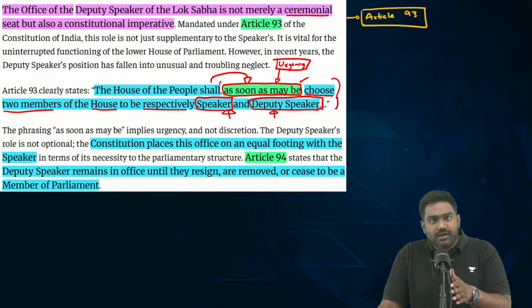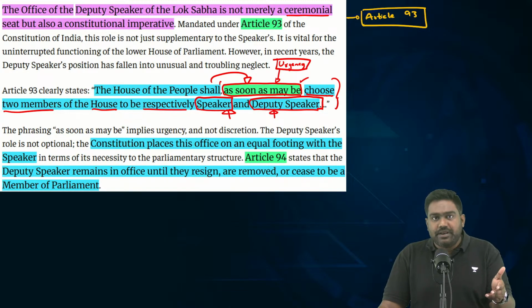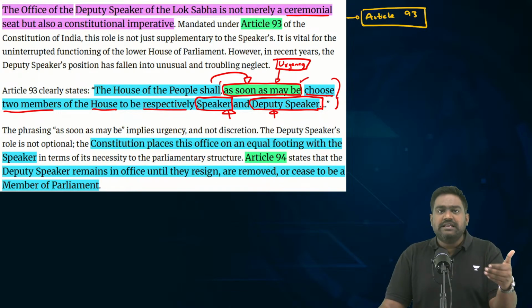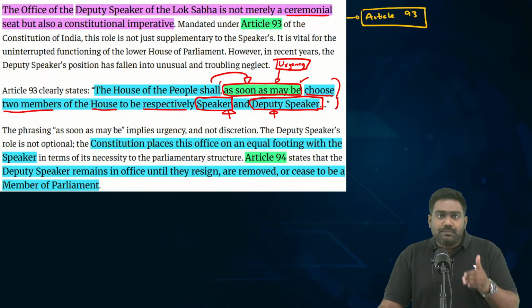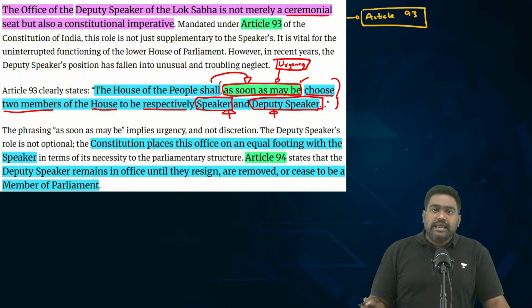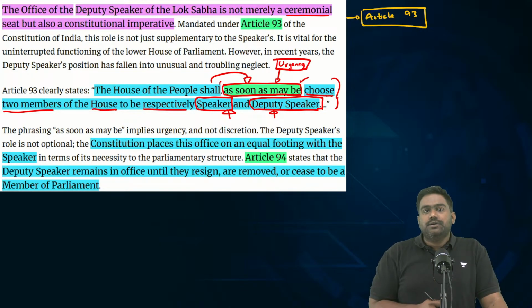Redundancy means backup. So, if the assigned authority is not available to perform those critical constitutional functions, then the backup, the second in command, will step in. For example, if the president is incapacitated, the vice president will step in. Similarly, the Deputy Speaker plays a critical role in maintaining continuity when it comes to Lok Sabha proceedings.